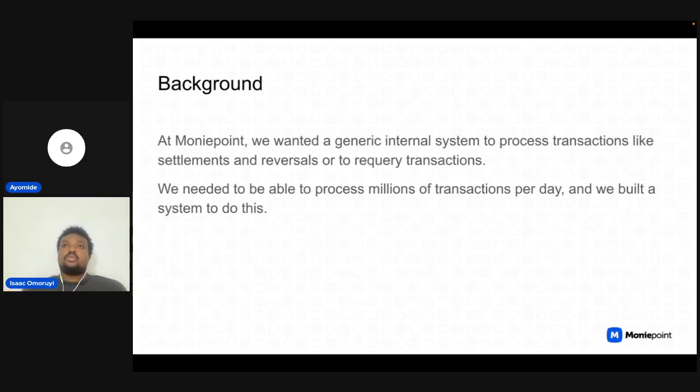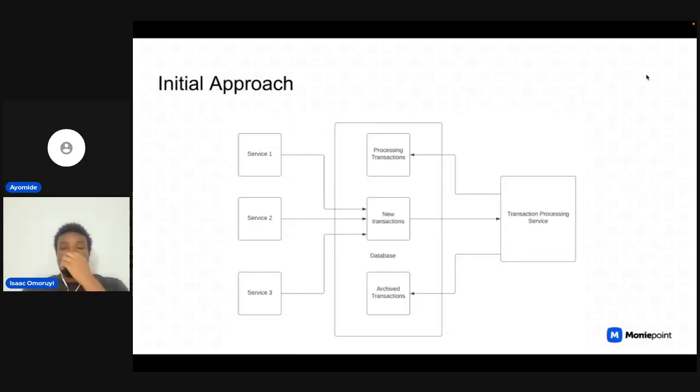And initially we built a system to do this. So next up is the initial approach that we took. Let me explain the product first. We needed something that was going to act like a queuing system, a generic system that allowed various services to take care of their own business logic and write to a particular queue. And this service that we're building is going to take care of these transactions that have been sent to the queue.